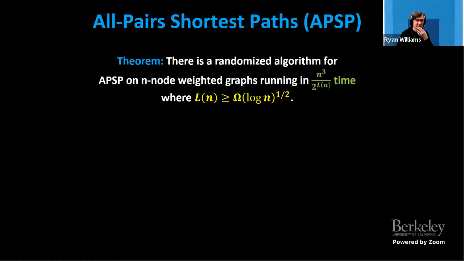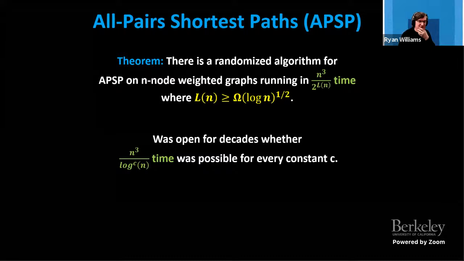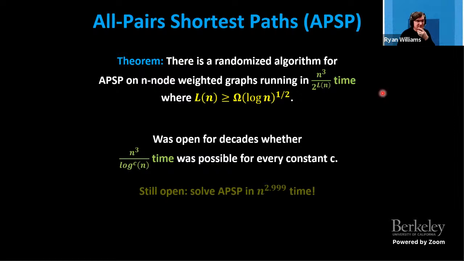And it turns out this was open for decades, whether you could get, say, n cubed over a polylog factor, like log cubed or log to the 4. And it was obtained only by trying to solve SAT faster and failing. So it's still open whether APSP can be solved in n to the 2.999 time. I think this is plausible. It probably has to take a different approach from the approaches I've been taking, but it wouldn't surprise me if something slightly related works. Maybe use more structure of the problem.